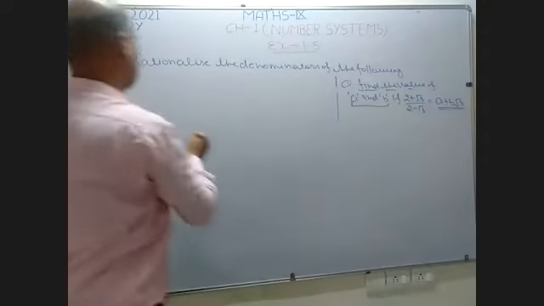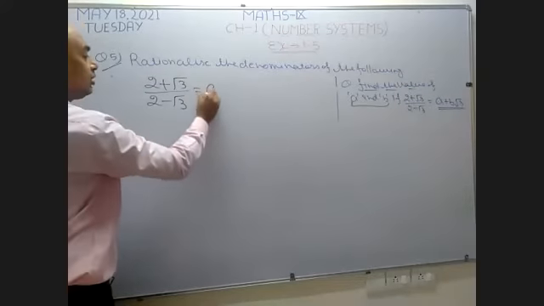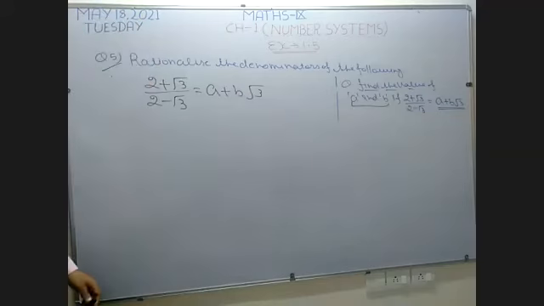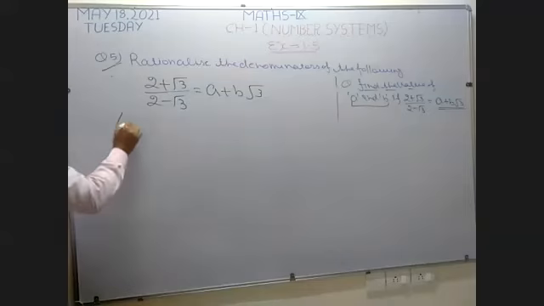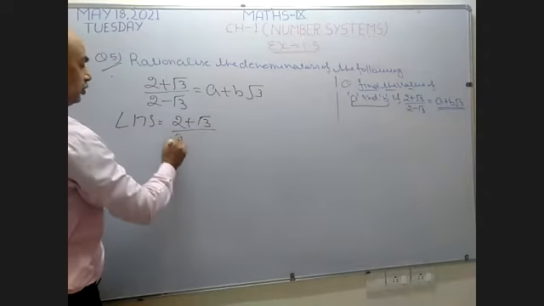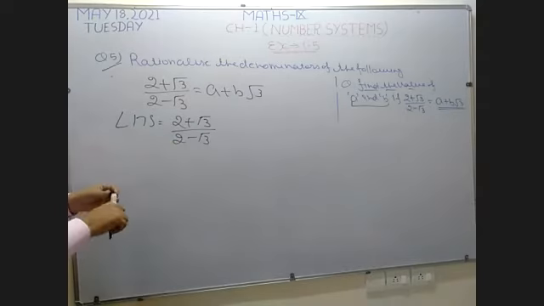If 2 plus root 3 upon 2 minus root 3 is equal to a plus b root 3. This is the question. Okay. I want to solve the left hand side of this question. So right here, left hand side, 2 plus root 3 upon 2 minus root 3. I'm going to solve this.